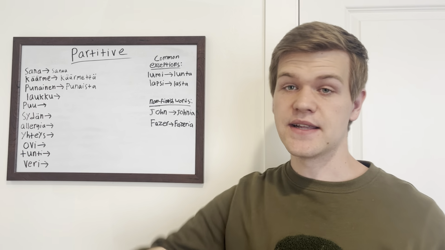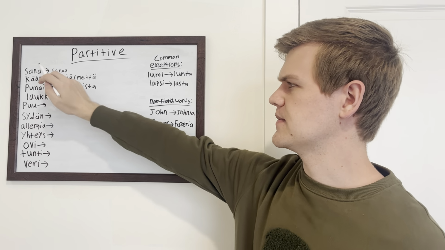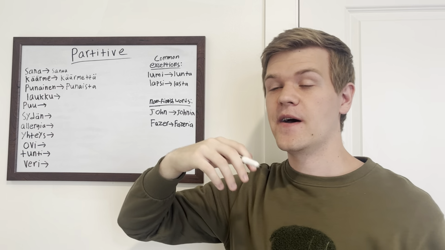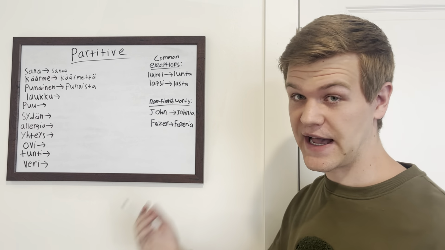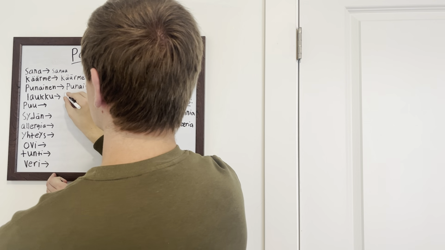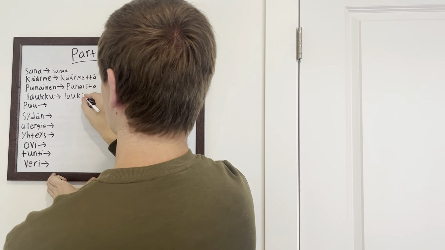Laukku, which is like a bag. Laukku ends in a U. So again, it's going to be the same rule as with sana, where it's just ending in that single vowel U. So we're just going to add an A. So pretty easy. Laukkua.